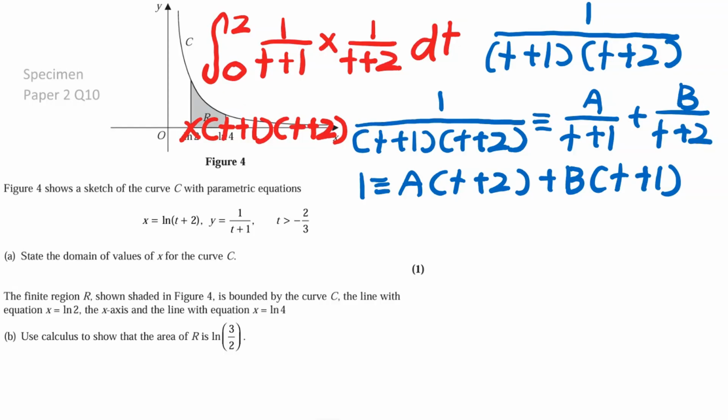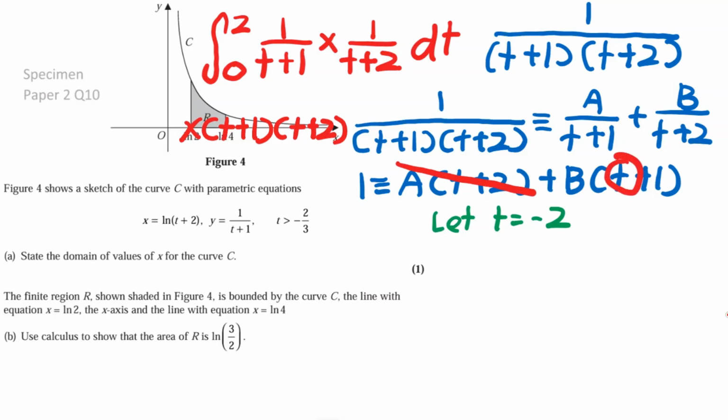Okay, now from here there's two ways to solve for a and b. You can either use substitution or you can compare coefficients. I always use substitution because I think it's a lot easier. So if we first focus on this bracket, this t plus 2, if we sub in t is equal to minus 2, this bracket will be equal to 0, so therefore this term here will cancel out and just leave us with 1 is equal to b.